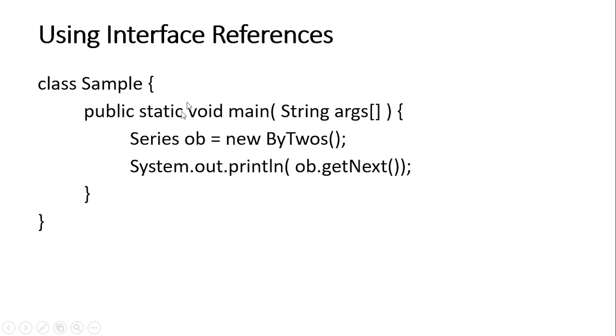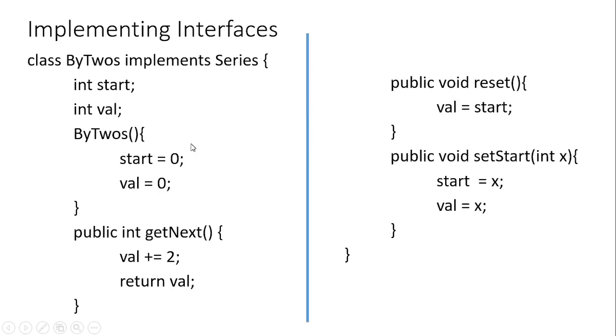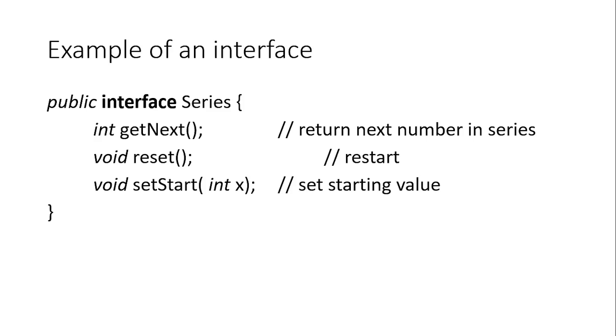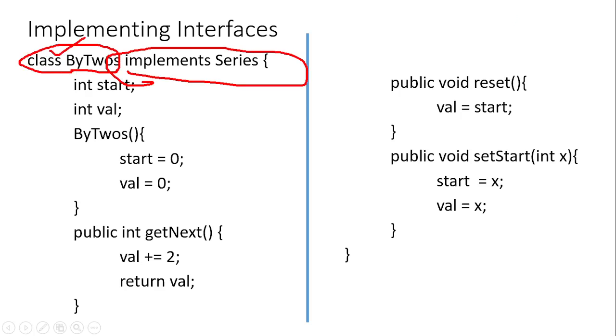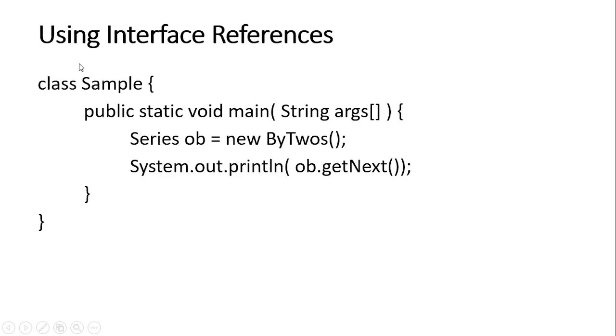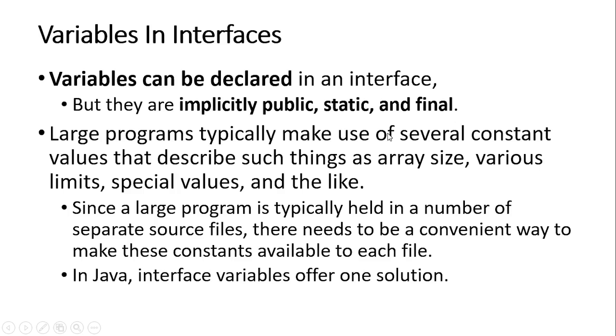Just to give an idea, the last time I created a series. If you look here, series was an interface, and using series I created a method. I created a class called by2 that implements the series. So this is a class. What I'm doing is I create a variable of type series, remember series was an interface, and then I create a new instance of the class, then I can get the method. It is as simple as that.